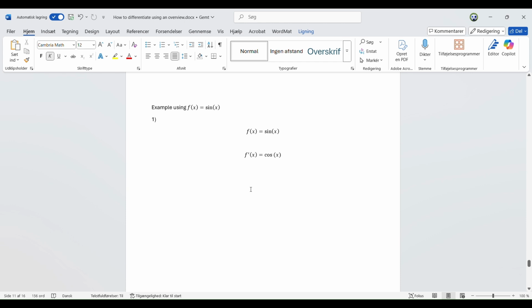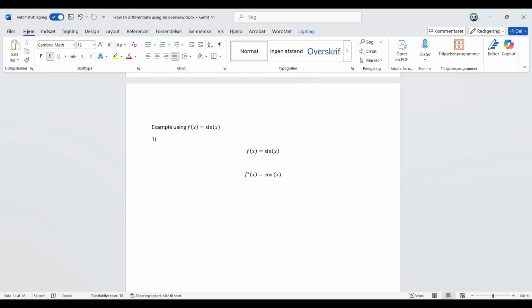Then we've got our sine function. So if f of x equals sine of x, then we just have a look at our overview. We can see that the derivative of sine of x equals cosine of x. That's our first order derivative. So we just write that out. And we can see that for sine of x, the first order derivative would be cosine of x. So f prime of x equals cosine of x.